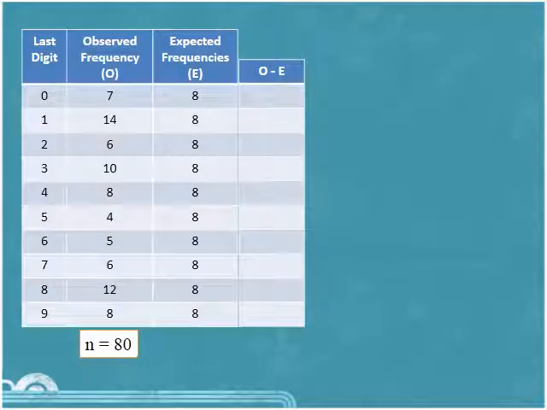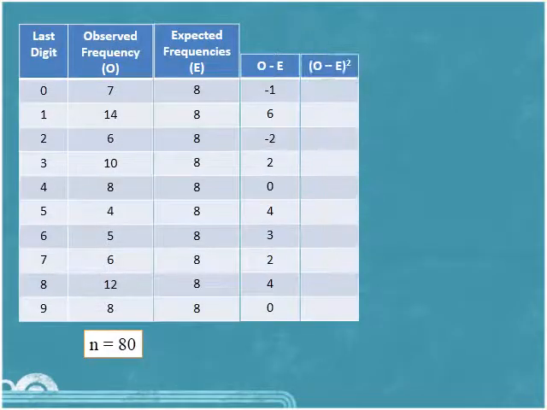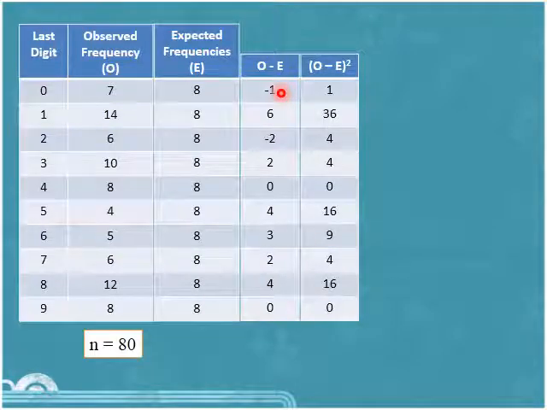Now part of our calculation for our test statistic is taking our observed frequencies and subtracting the expected frequencies. So for the zeros, I have an O minus E of -1. For last digit 1, I have an O minus E of 6. Moving on down, just subtracting each column. The next thing to do is square each of these numbers. So if I square -1, I get 1. I square 6, I get 36. On and on down, all the way down to last digit of 9.